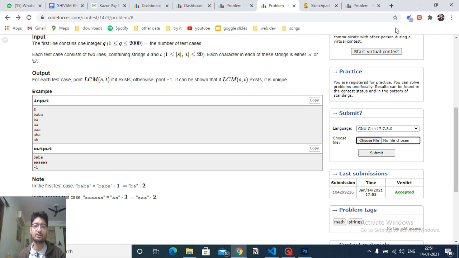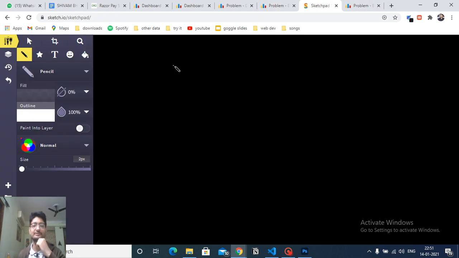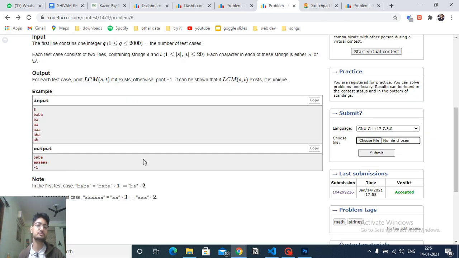Seeing the examples, or if you draw out some more examples, let's assume we take some random strings CD and AB. Can you form some string which is an LCM of both? First you have to understand what LCM is. For both of these strings, BA and BA, the LCM can be this, because LCM means that if you replicate this BA some few times, and also replicate the other BA a few times, both of the answers will turn out to be this string only. So if you write BA one time and the other BA two times, both will lead to this answer.